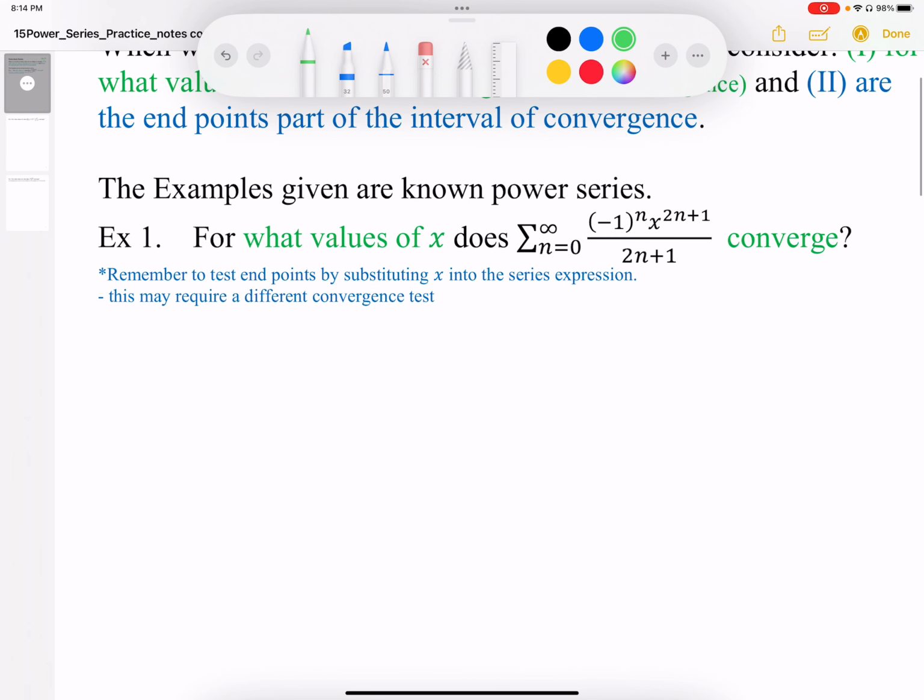So here's a power series. Okay, so this is a known power series that we've seen before. Even if we haven't seen it, we can still test it. And so we're going to test this first of all with our ratio test. So we're going to set this up as the limit as n approaches infinity.